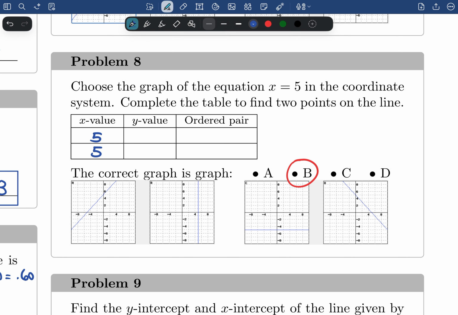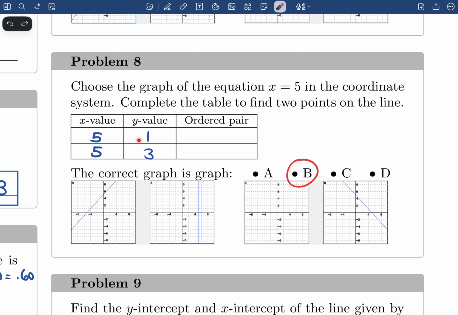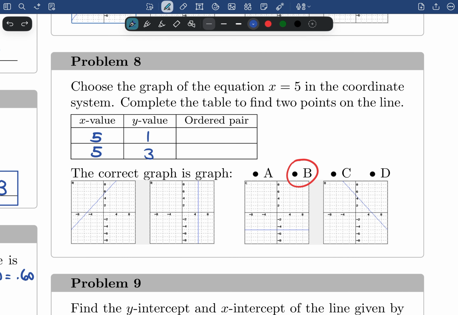I could pick 0 for the y value, or I could pick negative 7 for the y value. It doesn't matter, right? I could pick 1 and 3 because those points will definitely be on the graph. Look, if I go to a value of 5 comma 1 and 5 comma 3, they'll both be on the graph of that vertical line. Make sense? Great. So you can choose any y values, but your x values both have to be x in this case. And so the ordered pair is 5 comma 1 and 5 comma 3 that I've chosen.